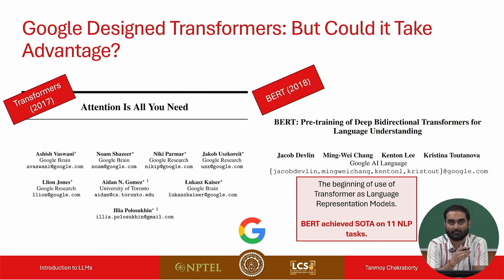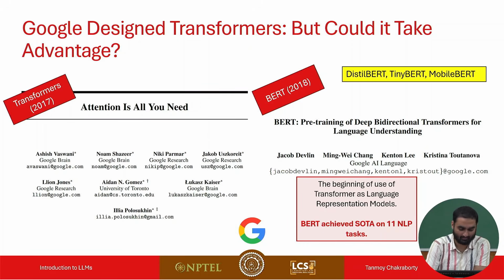Although the transformer model was introduced specifically for machine translation tasks, BERT showed superior performance across 11 NLP tasks, different types of tasks in NLP. As I mentioned earlier, at that time people thought that this is too big, a 300 million parameter model. Let us try to think of a tiny model. People proposed DistilBERT, TinyBERT, MobileBERT. These are all small models based on the BERT architecture.